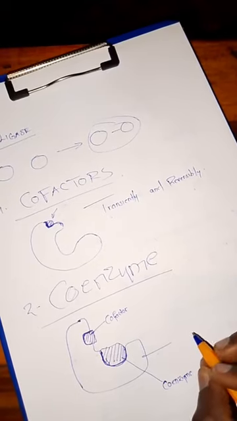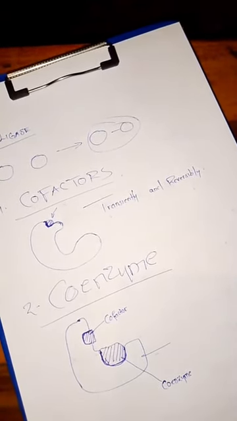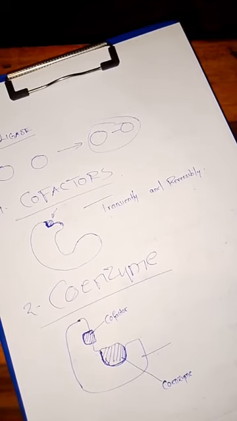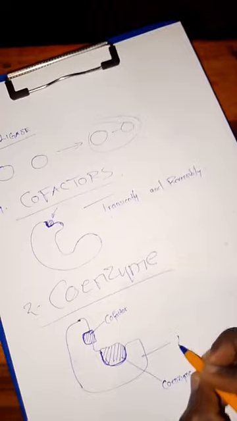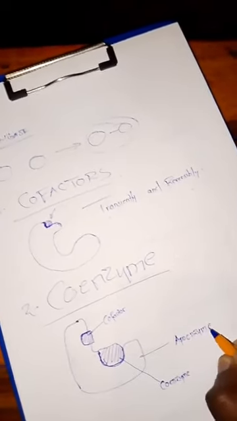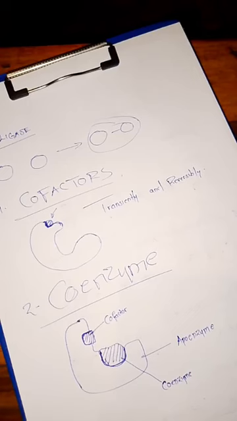Now, the inactive state of an enzyme is known as an apoenzyme. It is just the protein part of an enzyme without its cofactor and without its coenzyme. I want you to know these terms. An apoenzyme is an inactive state of an enzyme. It means that, one, a cofactor is not at its binding site, and two, a coenzyme is also not at its binding site.